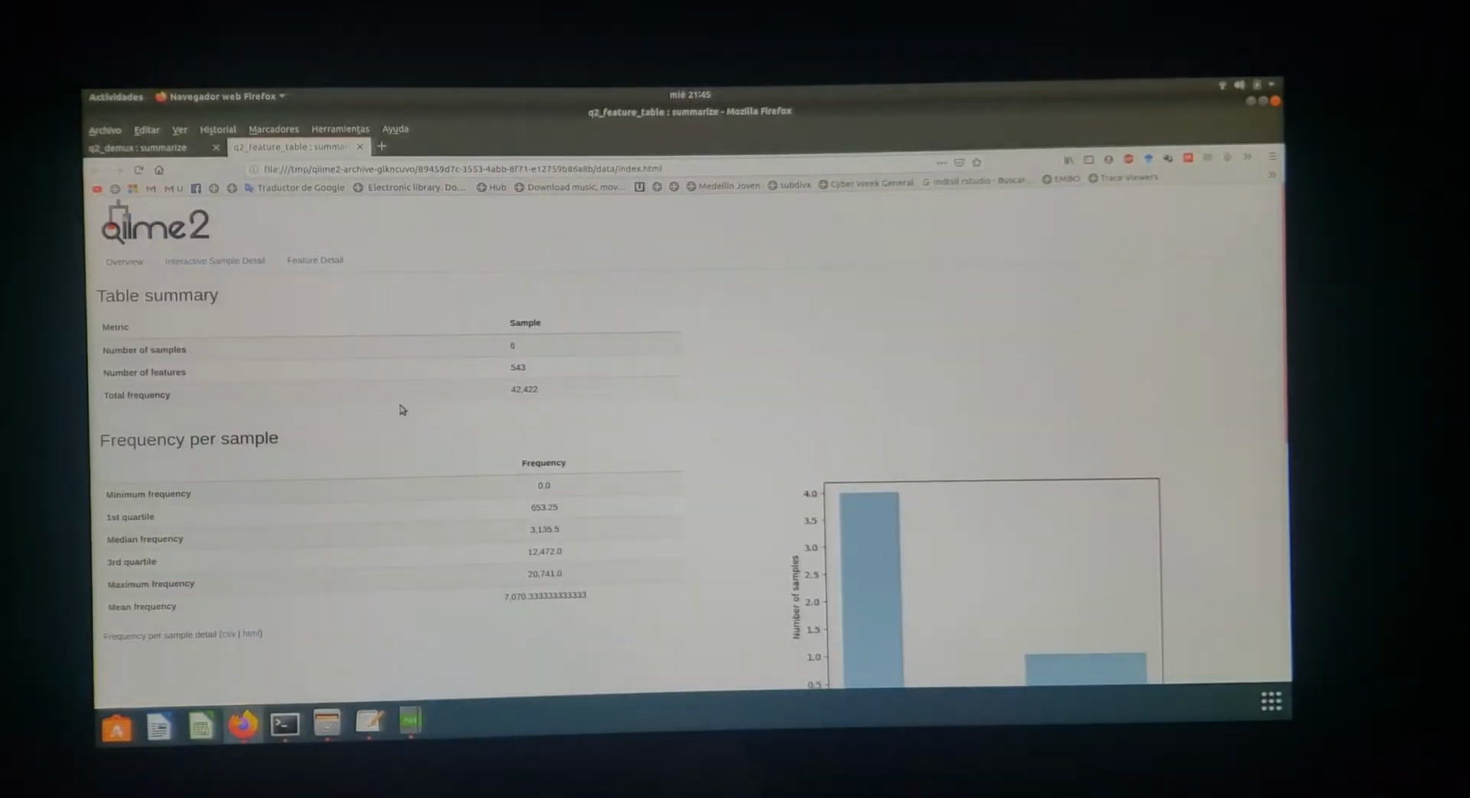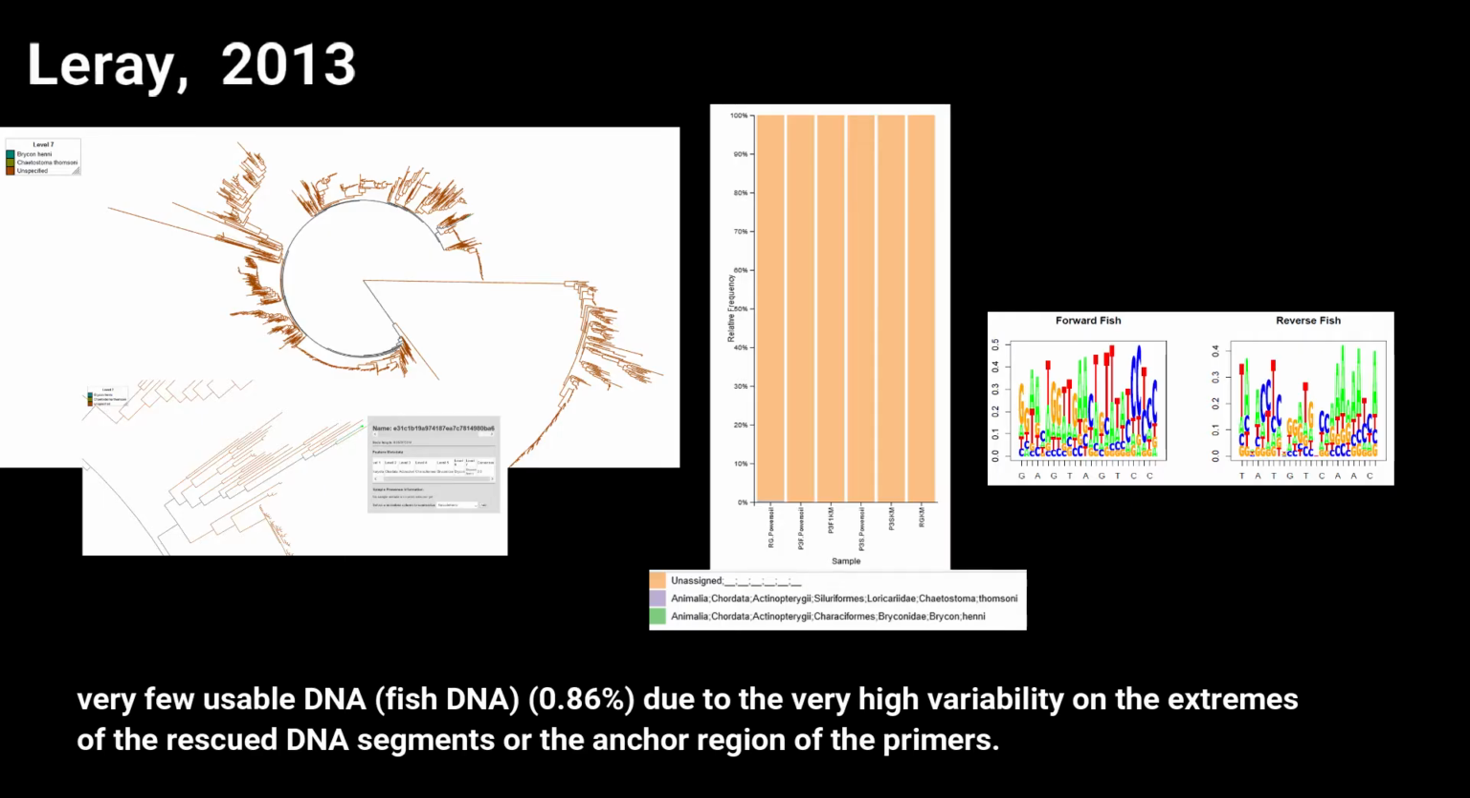For the first pilot assay, we used dolerite primers, which are for metazoans in general. Here we found just 2 species. Also, there was very little DNA from fish, just 0.86%, due to the very high variability of the rescued DNA segments on the anchor region of the primers.